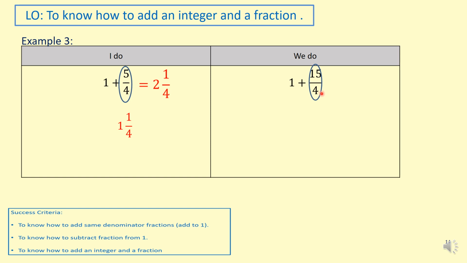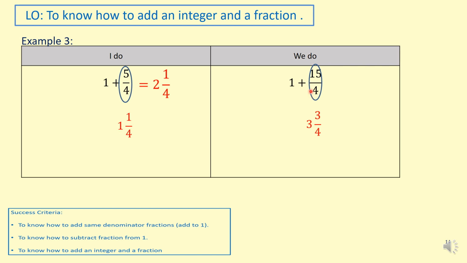To do that, you need to see how many 4s you can fit in 15. How many whole 4s go into 15? 3 fours. So you can fit 3 fours in 15, which gives you 12. So 3 whole. And then how much is left over from 12 to 15? 3 goes at the top, and the denominator stays as it is. So 3 whole and 3/4. You change that improper fraction to a mixed number.